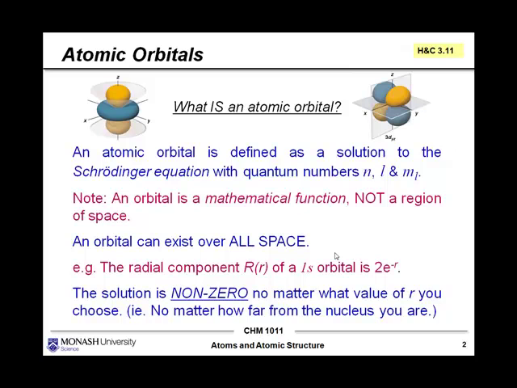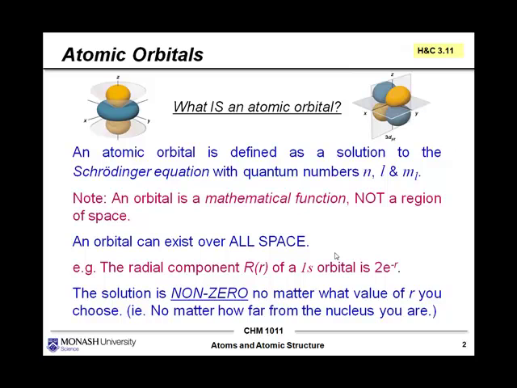It's important to acknowledge and to try and grasp and understand that an orbital is a mathematical function. It's not a region of space. Okay? It's not a physical entity. It's a mathematical function which describes the probability of where you will find an electron. An orbital can exist over all space. It's not explicitly defined by some of the shapes that you'll see.